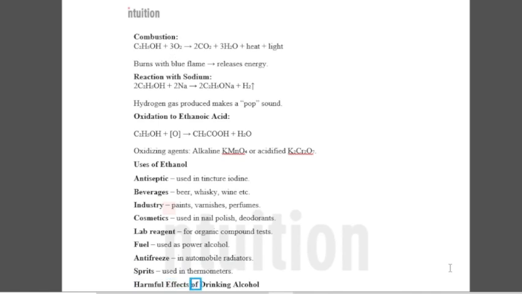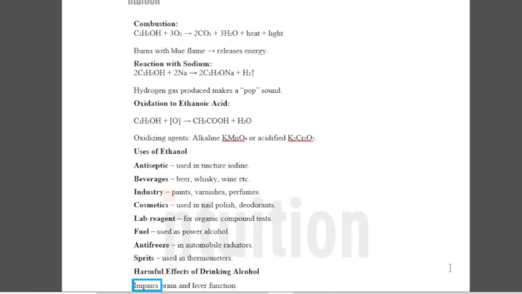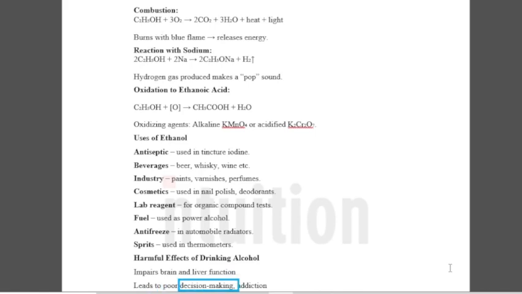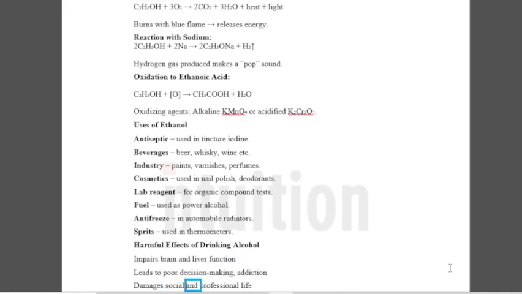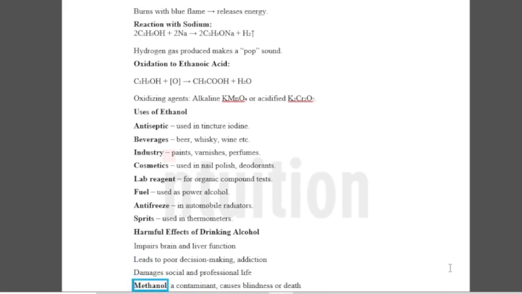Harmful effects of drinking alcohol. Impairs brain and liver function. Leads to poor decision making. Addiction. Damages social and professional life. Methanol, a contaminant, causes blindness or death.